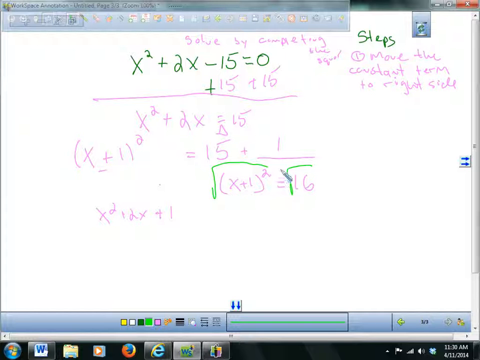But when I square root both sides, I have a plus and I have a minus. You have to remember that. So I square root both sides. This square goes away, and I get x plus 1 equals plus or minus the square root of 16. What's the square root of 16? Plus or minus 4. So what I just wrote in a simple form is x plus 1 equals 4, or x plus 1 equals negative 4.